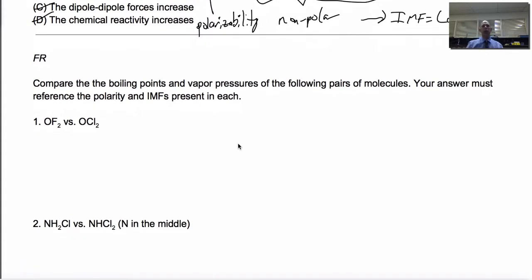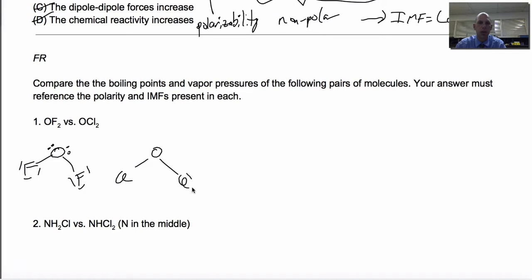So let's go through, and what I'm going to do here is I'm going to speak out these. I'm going to draw the Lewis structures, then I'm going to speak out the comparison statement for you. So the Lewis structure for OF2 looks like this. I'm going to be lazy and not put the lone pairs all on the F. And the Lewis structure for OCl2 looks like this.